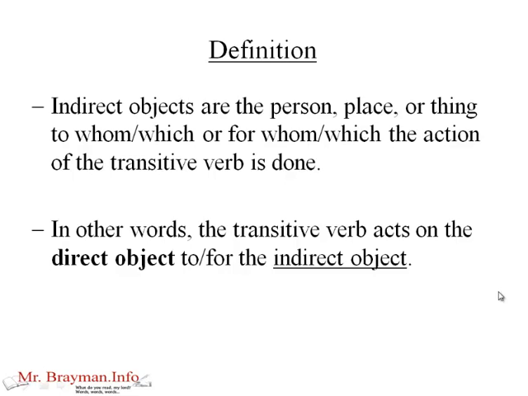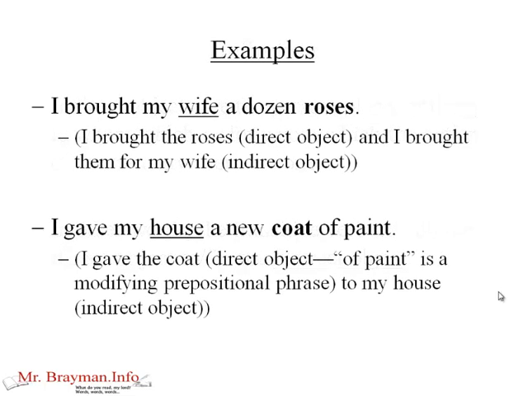All right, so let's go on to indirect objects. Indirect objects are the person, place, or thing to whom or which, or for whom or which the action of the transitive verb is done. In other words, the transitive verb acts on the direct object to or for the indirect object, and that's a mess. Let's look at some examples here.